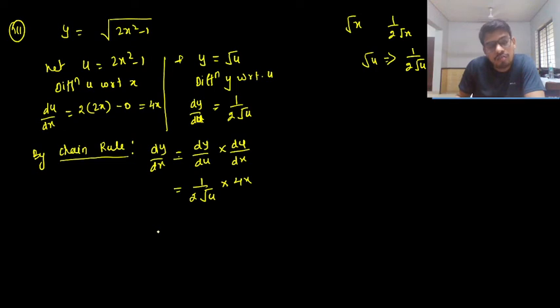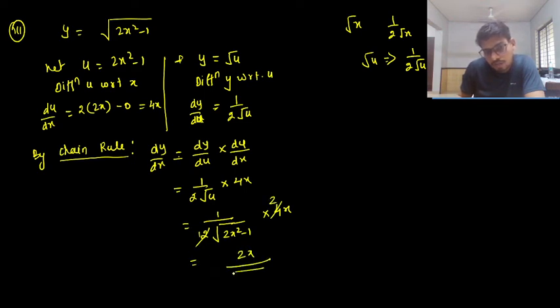Now substitute original value of u. So u is originally 2x square minus 1. This is 1 upon 2 times square root of 2x square minus 1 and into 4x. We can cancel this. Okay, so this will be 2x upon square root of 2x square minus 1. Okay, so let's see one more example, and chain rule is only this much.